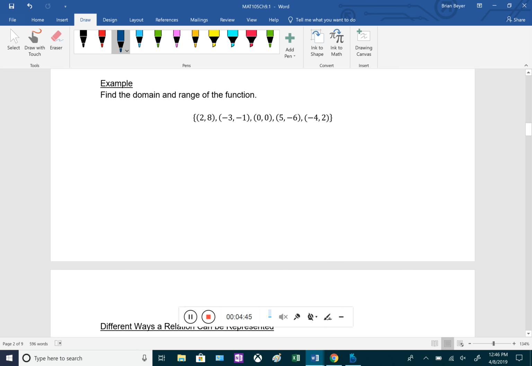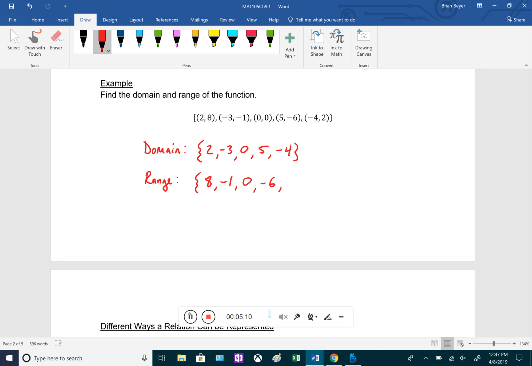Okay, so let's find the domain and range of this function. The domain is going to be the set of all the first coordinates, so every x coordinate: 2, -3, 0, 5, -4. And for the range, it's going to be the set of all the second coordinates: 8, -1, 0, -6, and 2. So that is the domain and range of that function.